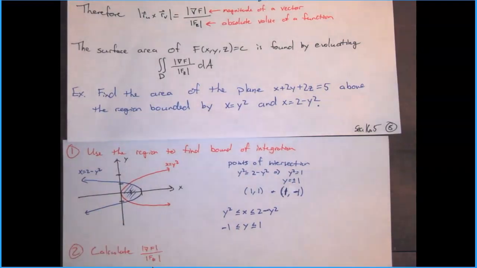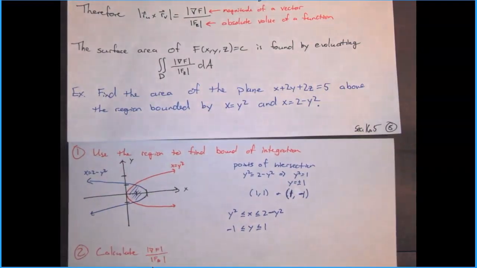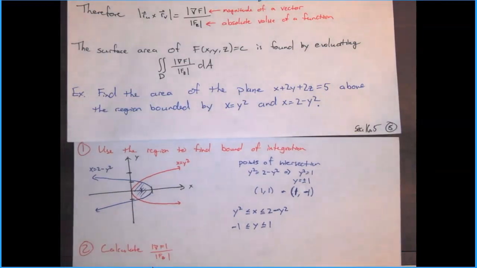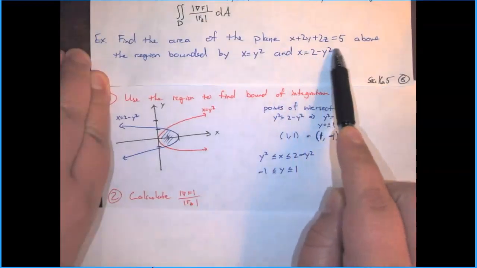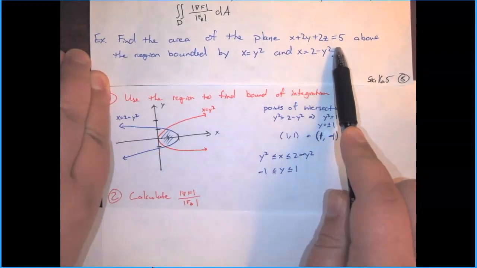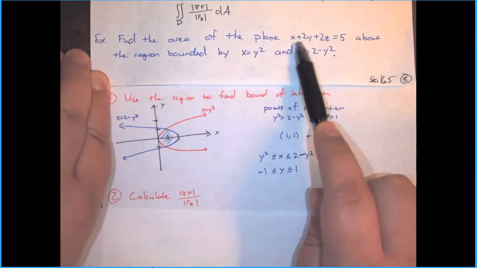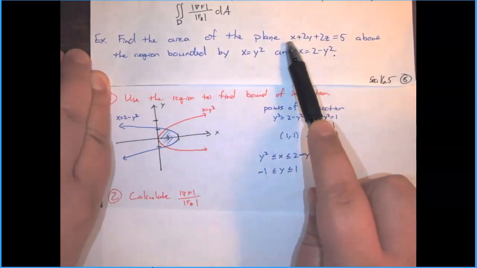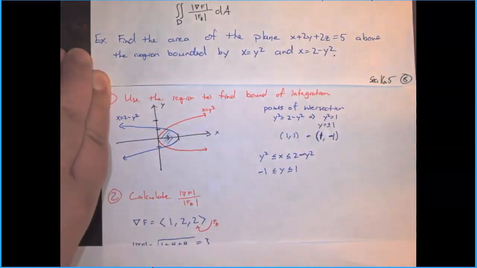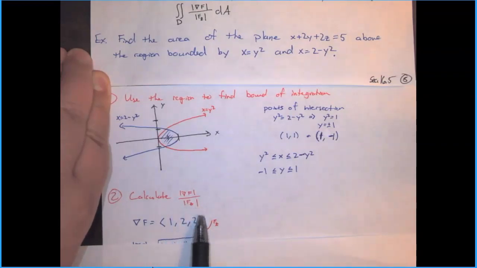Now that I have my bounds, I need to calculate this gradient divided by the z partial derivative. If I look at the equation I have for the plane, it's a plane, so the gradient is the normal vector for the plane, that's the coefficients of x, y, and z. But I can just as easily take the partial derivatives and see I get 1, 2, 2. So that's my gradient, (1, 2, 2). This 2 is the partial derivative with respect to z, so that's what we're going to divide by. It's already positive, so I don't need to take an absolute value.